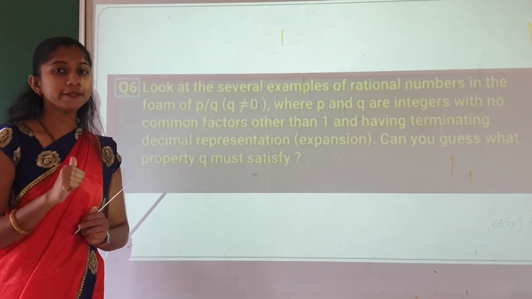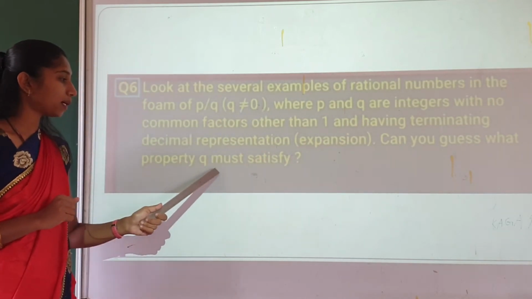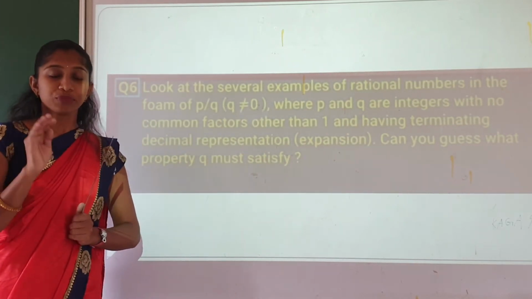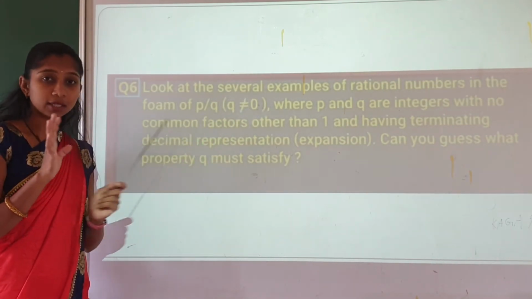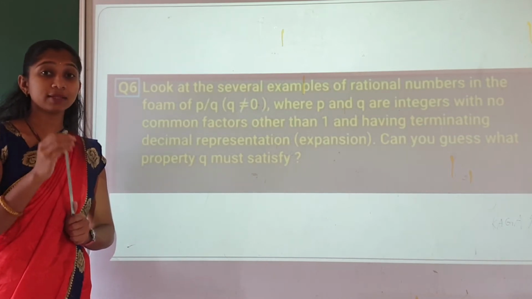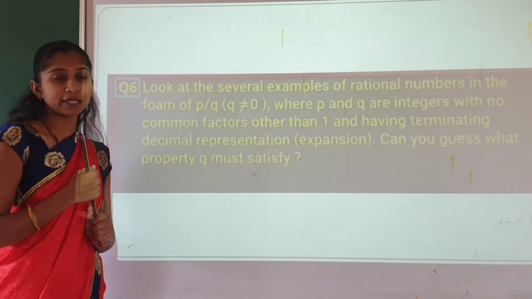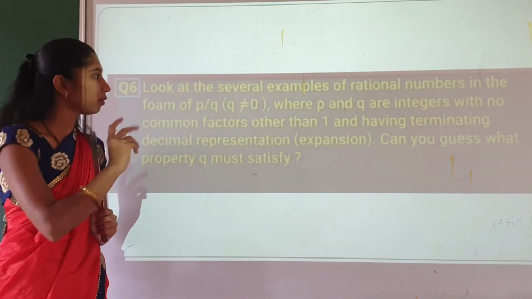After taking them, what you should find out is: can you guess what property q must satisfy? In the p by q form, whatever the denominator is, that q, what property should it satisfy? That property we have to identify by taking the rational numbers. This is the concept of this problem.